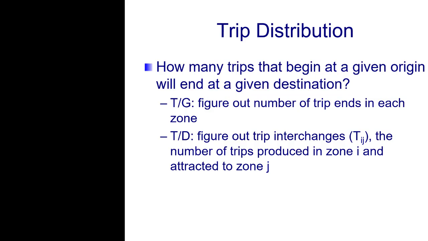Trip distribution: how many trips that begin at a given origin will end at a given destination? Trip generation, there's your TG. Figure out the number of trip ends in each zone. TD: figure out trip interchanges with the subscript T_ij, the number of trips produced in zone i and attracted to zone j.